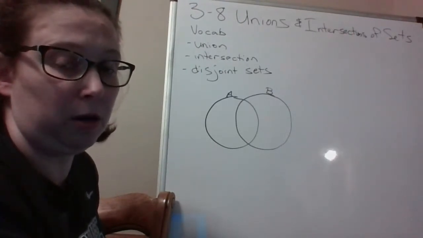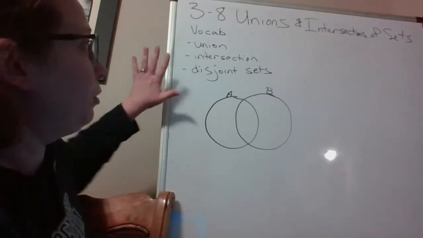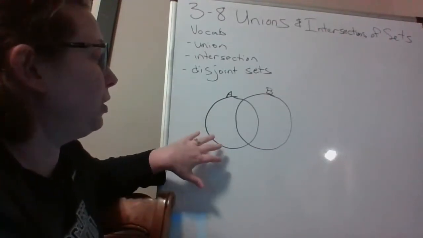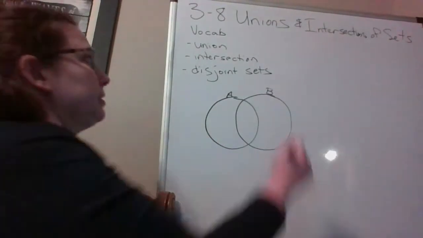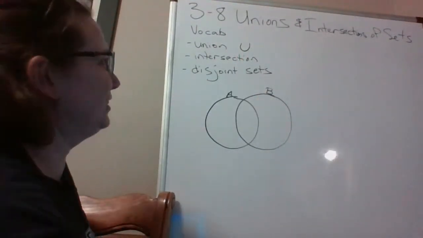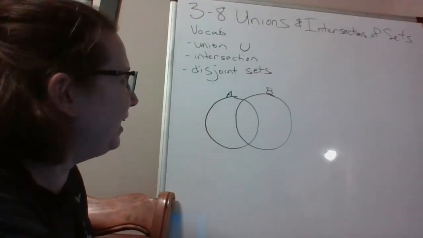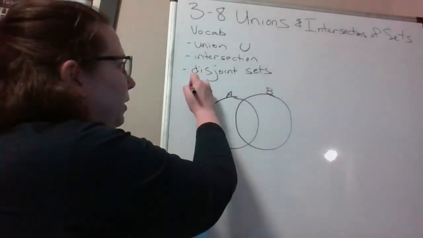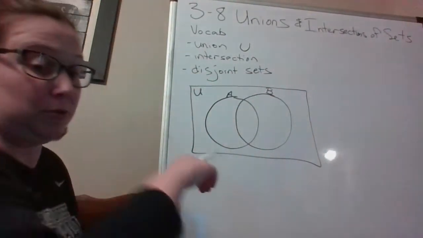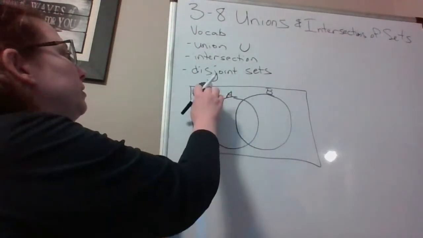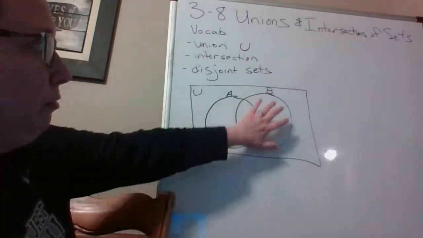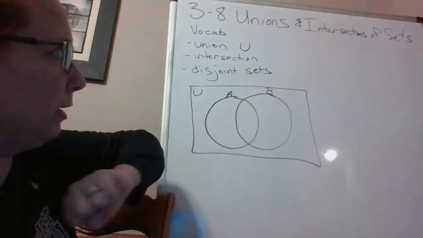All right, so our vocab, we have 3 vocab words: union, intersection, and disjoint sets. Union is represented with a U. It does not have a tail on it, just a U. And it is when you combine 2 sets. So this, no tail, would be the union of A and B. It's everything that's included in both A and B.